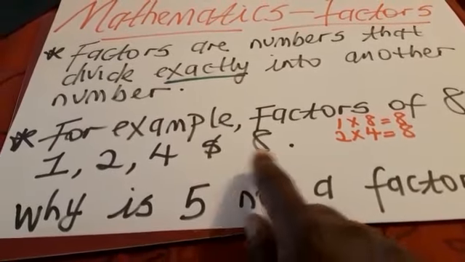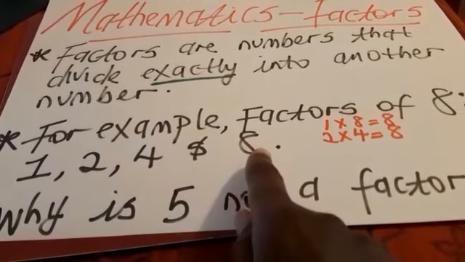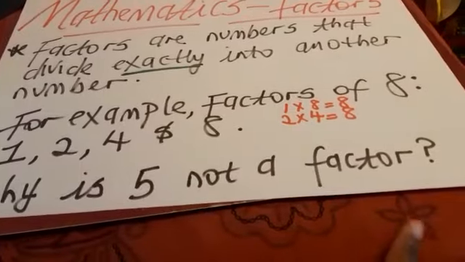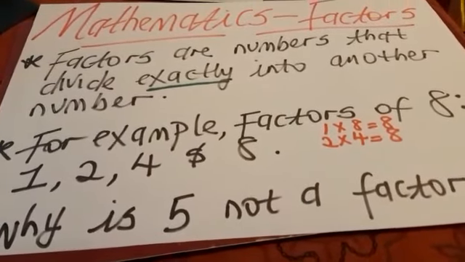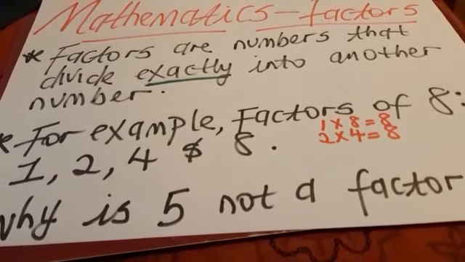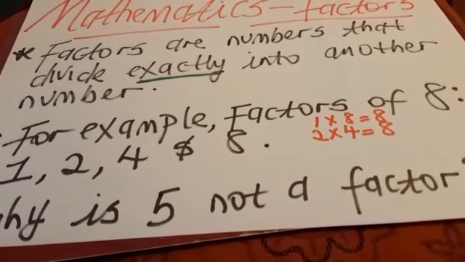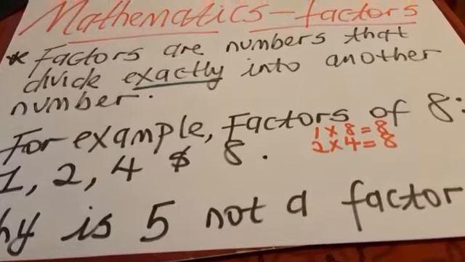So, when it comes to 8, 1, 2, 4, and 8 all go into 8 without any remainders. And why is 5 not a factor? 5 is not a factor of 8 because when you think about it, 5 does go into 8, but then we have 3 remainder. So that's why it's not a factor. Okay?